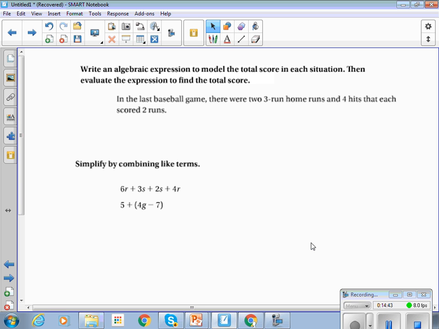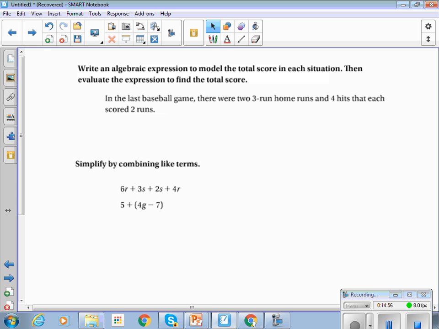All right, so here we go. Here's the beginning of our practice. We're going to write an algebraic expression to model the total score in each situation. Then evaluate the expression to find the total score. Well, I only put down one situation, so just for this one situation. So write this down. In the last baseball game, there were 2 3-run home runs and 4 hits that each scored 2 runs.